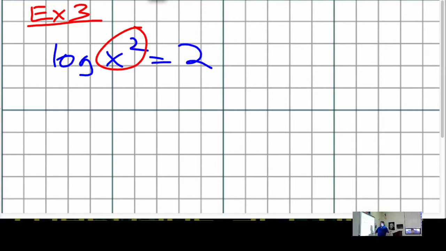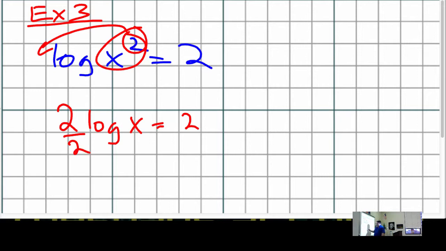So one thing that I'll do is I'm going to take this little 2 and toss it to the front, and I'll end up with 2 log of x equals 2. Well, now if I divide both sides by 2, I get log of x equals 1.